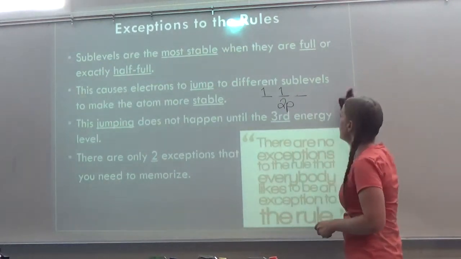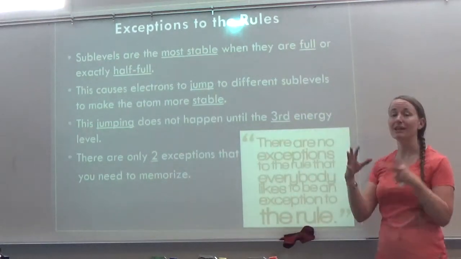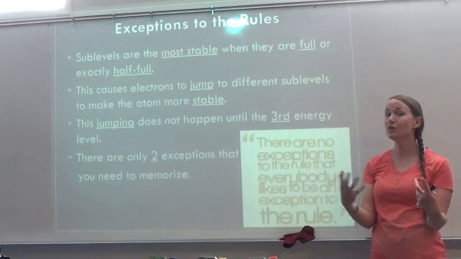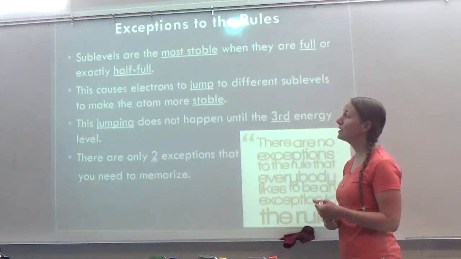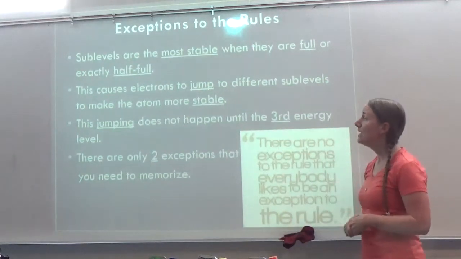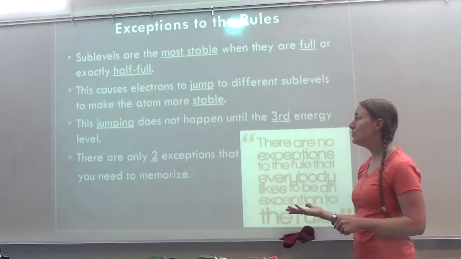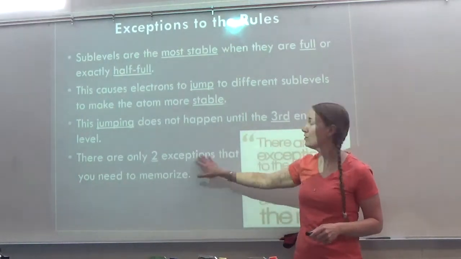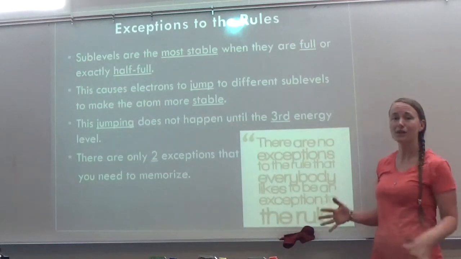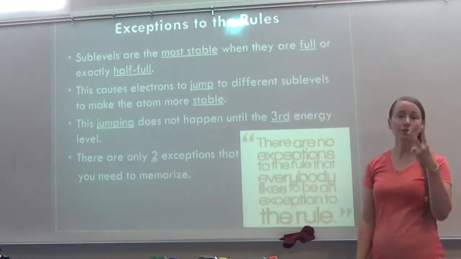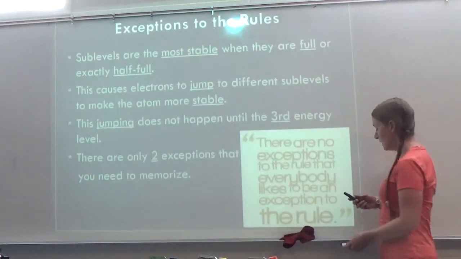So sublevels, they're most stable if they're all the way full, but they're still really stable if they're exactly half full. So like a d sublevel is very stable with 10 or still really stable with 5. This causes electrons to jump to different sublevels in order to make an atom more stable. This jumping does not happen until the 3rd energy level, and there are only 2 exceptions that you need to memorize. So notice that means there's more than 2. There's way more than 2. The lower you go on the periodic table, the more exceptions there are. But you just need to learn the first 2. So don't try to make up your own exceptions once I teach you this.